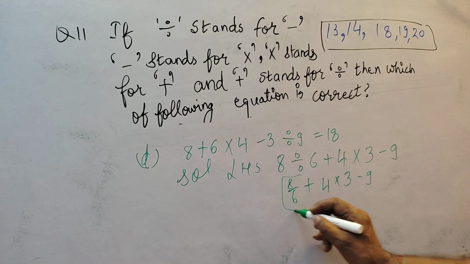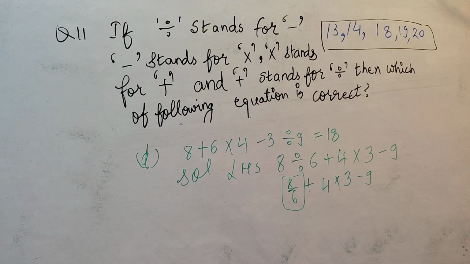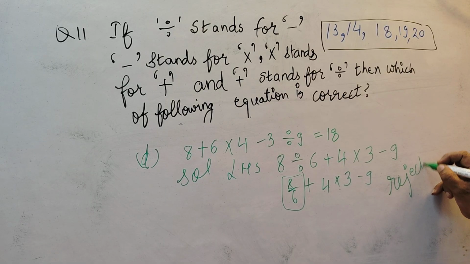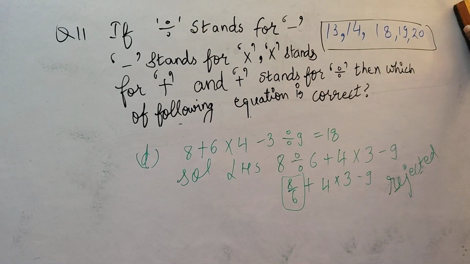So 8 over 6 is in fractional form. It is not cancelling completely, so it is in fraction form. So it is also rejected because it does not give a whole number. That's why only the B option is giving the correct answer. So B option for this question is correct.